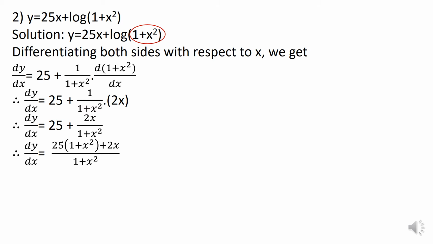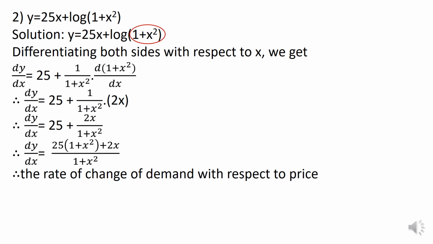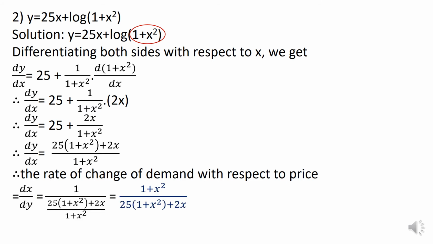Over here in the last step, observe that we have cross multiplied and made the denominator equal, so that we can do the further step that is there. Again, the rate of change of demand with respect to price is given as a reciprocal of dy by dx. That is, it becomes dx upon dy. So we get dx upon dy is equal to 1 upon 25 into 1 plus x square plus 2x upon 1 plus x square.